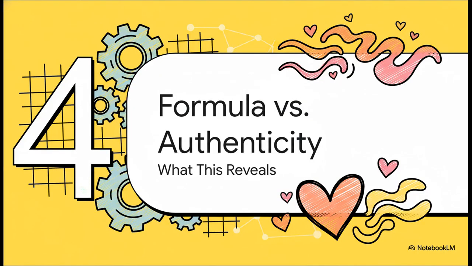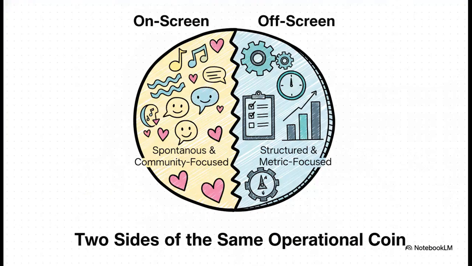So when you put it all together, what does this deconstruction really show us? Well, it reveals this fascinating dynamic between what appears to be authentic connection and what is, in reality, a meticulously planned formula. And this really gets to the heart of it. The on-screen performance feels spontaneous, it's all focused on community, but it's powered by an off-screen grind that is completely structured and totally focused on metrics. That 1-hour live session is only made possible by that quick 10-minute daily task list. They're just 2 sides of the same operational coin.